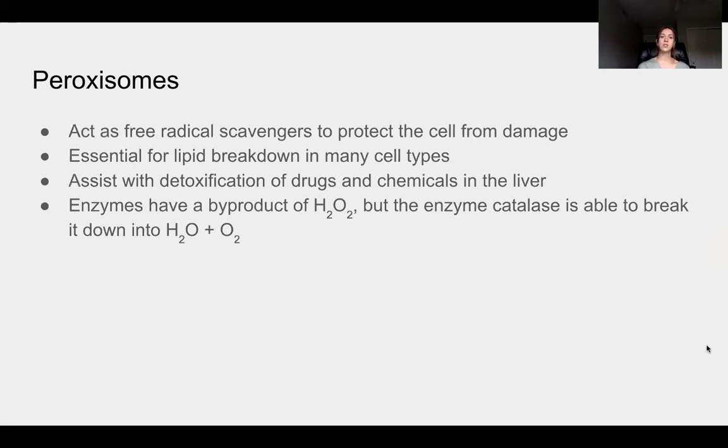So peroxisomes, these act as free radical scavengers and protect the cell from damage. These are essential for lipid breakdown in many cell types. They also assist with detoxification of drugs and chemicals in the liver. And a lot of the enzymes in the peroxisomes that break these other things down have a byproduct of H2O2, hydrogen peroxide, but they also contain the enzyme catalase that is able to break it down into H2O plus O2. Because hydrogen peroxide would be damaging to the cells if that were not contained within the membrane of the peroxisome.